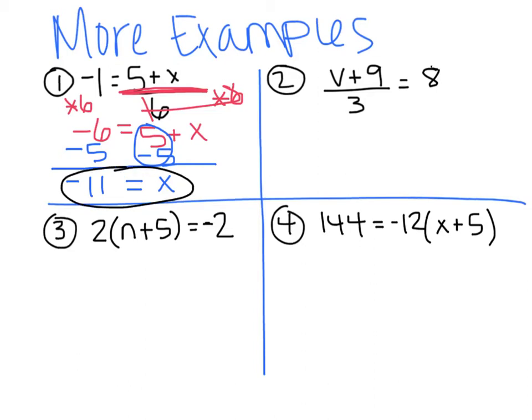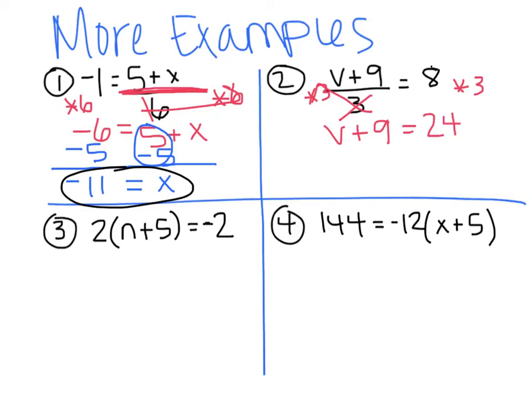All right, example number 2, same type of thing. Here we have dividing by 3 over the entire thing. It's the denominator. It's now a fraction. So I have to do the opposite, multiply by 3 on the variable side and the solution side. Variable side, that turns into a 1. So I'm left with v plus 9 equals, and then 8 times 3 is 24.